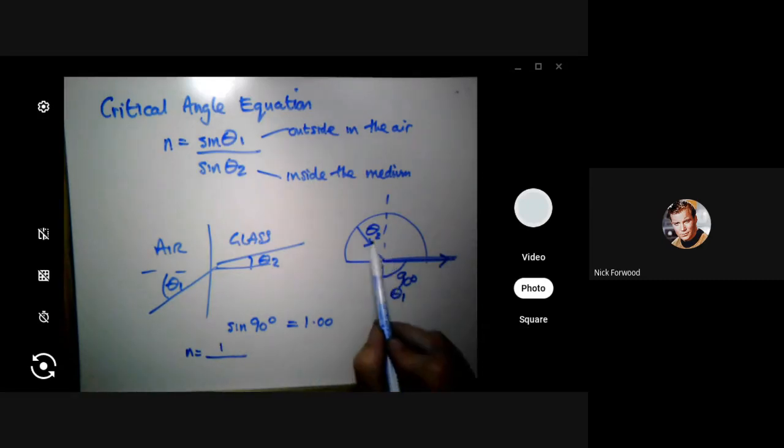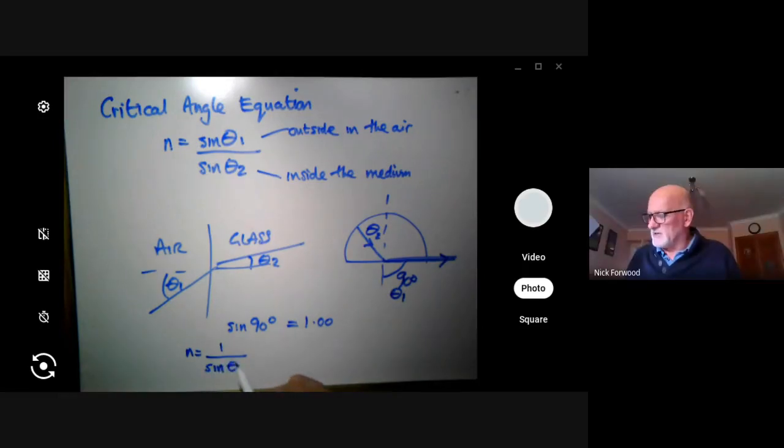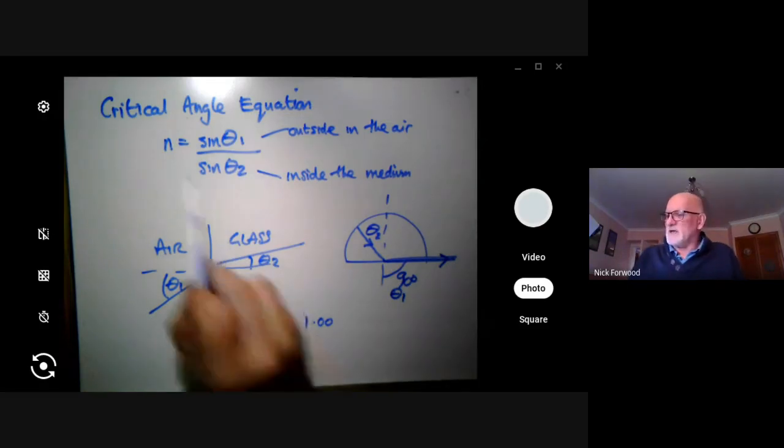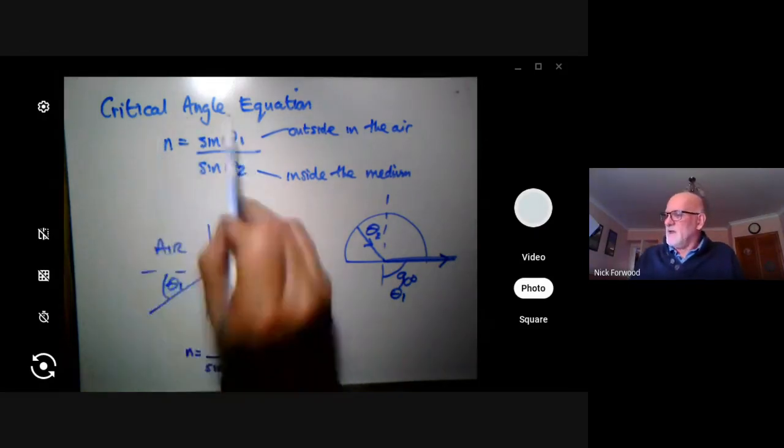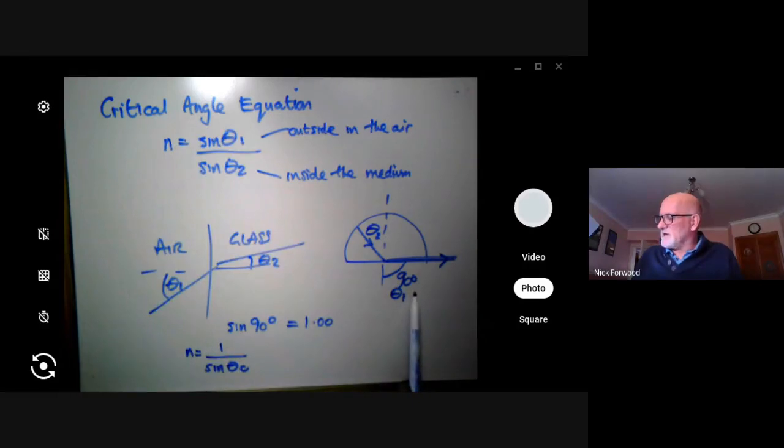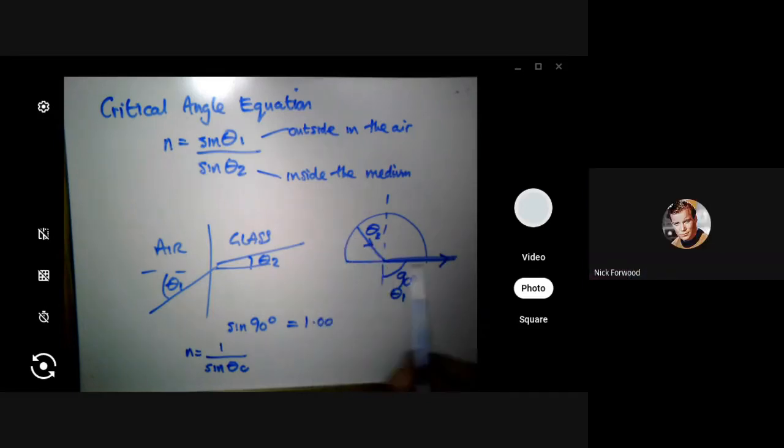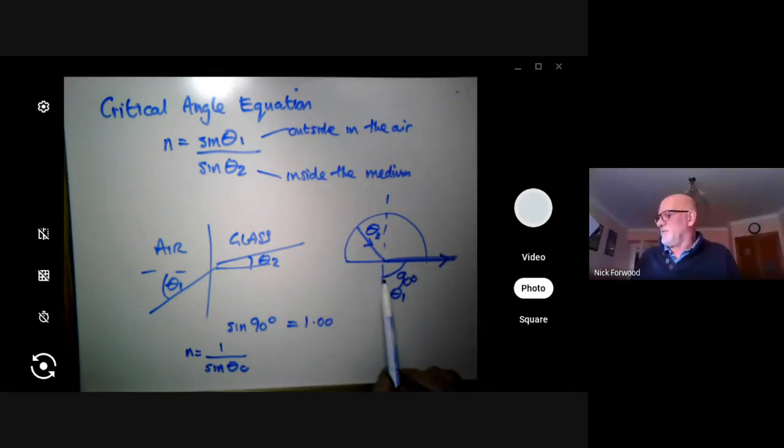What's special about this angle theta 2? It's the critical angle. It's not just any old angle. So I can take my standard Snell's law. Theta 1 outside is 90. This theta 2 has become the critical angle. The critical angle is the angle at just when the beam of light exits at 90 degrees.